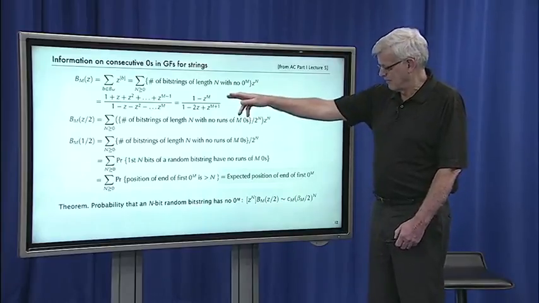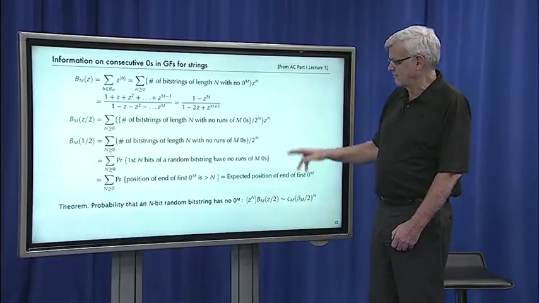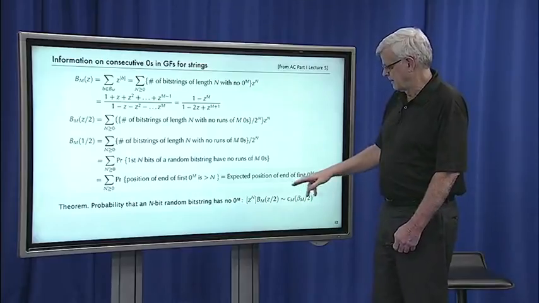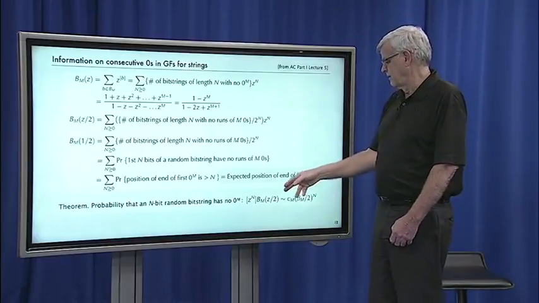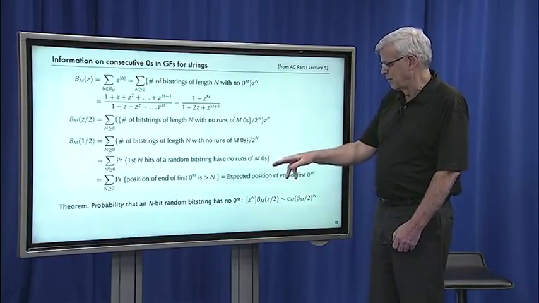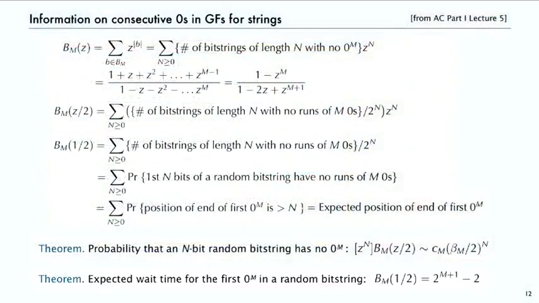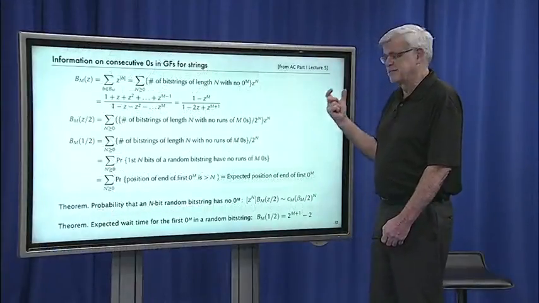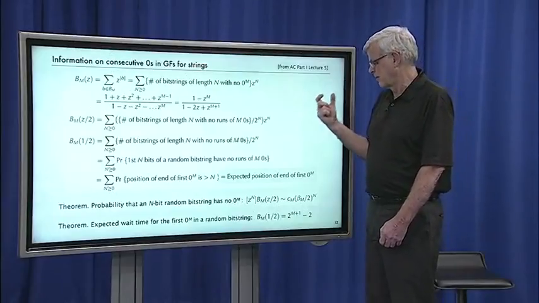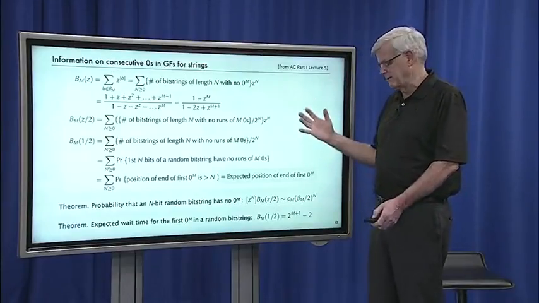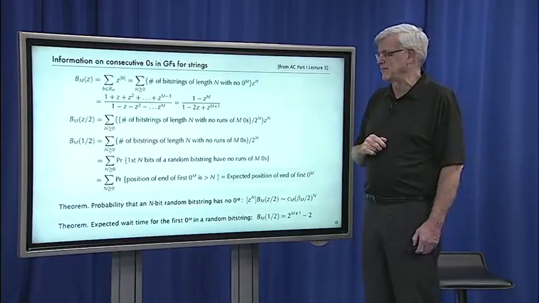So that immediately, just evaluating this at 1/2, tells us the probability that an n-bit string has no run of m zeros, and if we just evaluate it at 1/2, we get 2 to the m plus 1 minus 2. So the expected position of the first run of m zeros in a random bit string is at 2 to the m plus 1 minus 2.